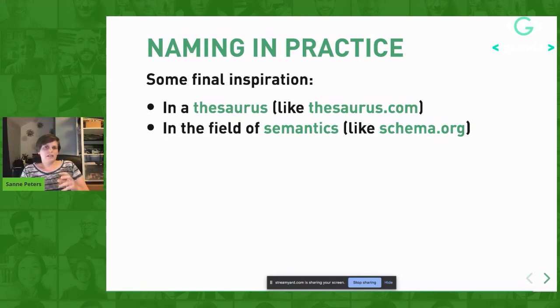And the other is actually the field of semantics, because there is a thing called schema.org, and most general things are actually defined there. So instead of trying to figure out how to call your own schema or your GraphQL schema or anything like that, maybe just use schema.org and just copy it. Because why do it if somebody else has already done it?